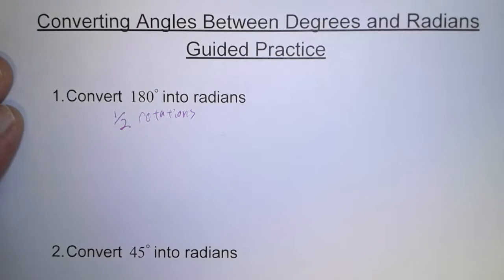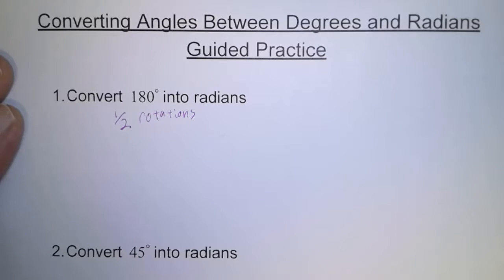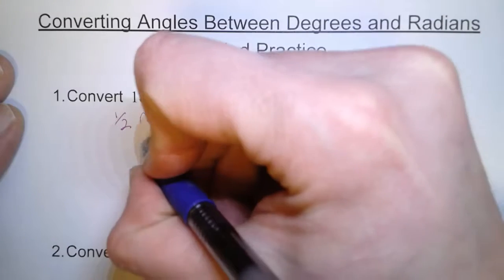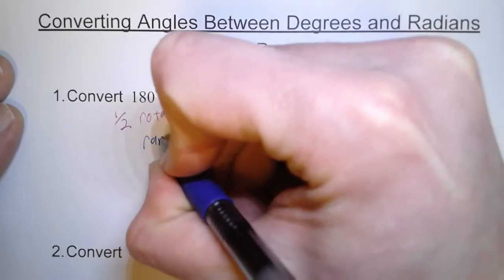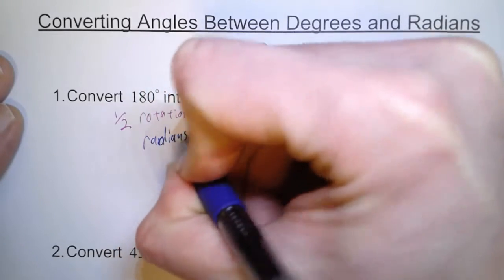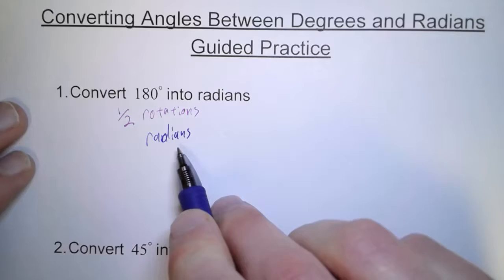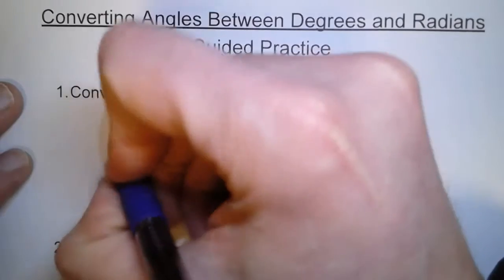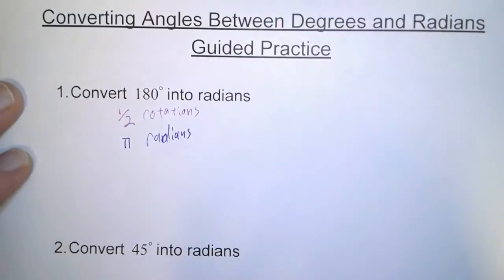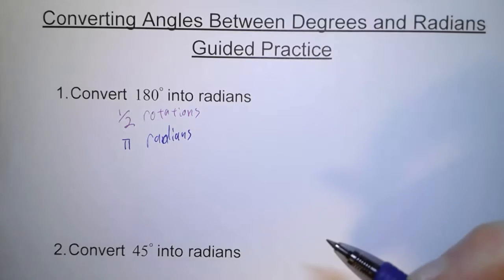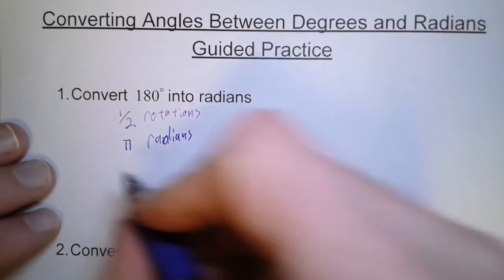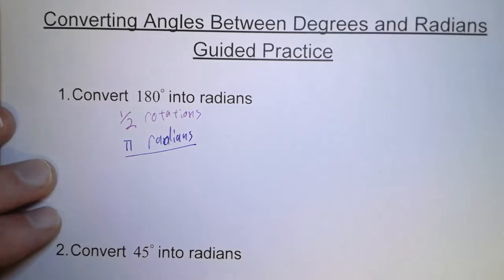Now that helps us move on into radians. If there's half a rotation, and there are 2 pi radians in a full rotation, then there have to be pi radians in 180 degrees, or half a rotation. So that gives us our answer.